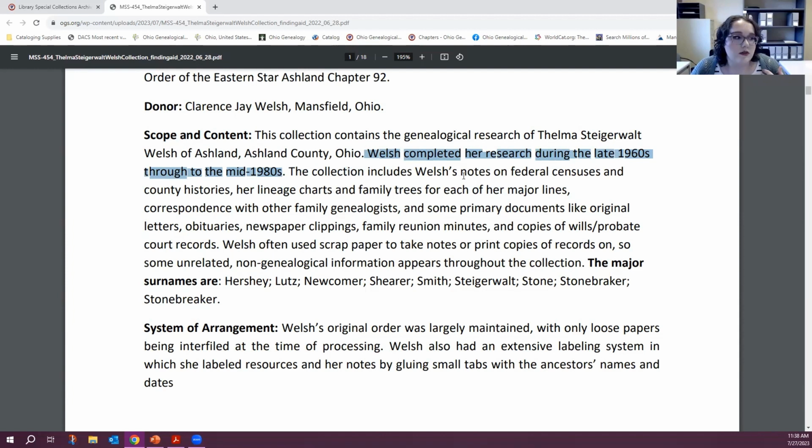So it includes notes on the federal census as she's tracking her lines, as well as county histories. It contains her lineage charts and family trees. It also has a lot of correspondence between her and other genealogists about her lines and trying to parse out if they're related or not and what they know about specific ancestors.